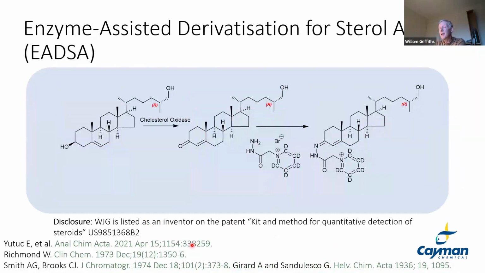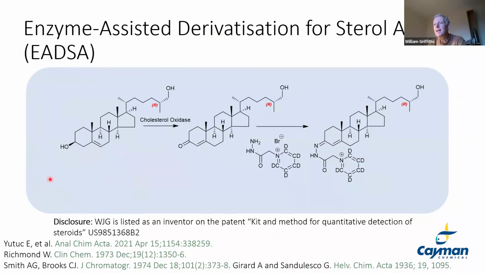So this works on oxysterols, also works on cholesterol precursors. So we call the method enzyme-assisted derivatization for sterol analysis, or EDSA. So you'll see why it's got the name in a minute. So this is our typical oxysterol, and most oxysterols have got this 3-beta-hydroxy delta-5 group.